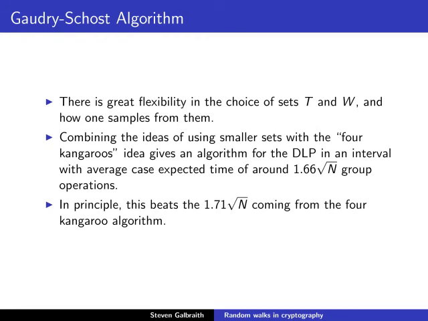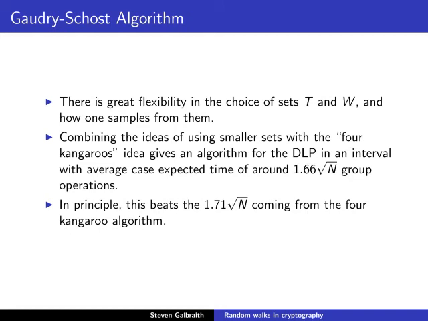The good thing is you've got lots of choice over what these tame and wild sets are. So if you do the four kangaroo idea that I haven't really explained, and you try and make these sets smaller and funny shapes, you end up getting this 1.66. If you're interested to see how that works, you'll just have to read the paper. And then as I said here, in principle this beats the four kangaroo method. So four cockroaches are better than four kangaroos.